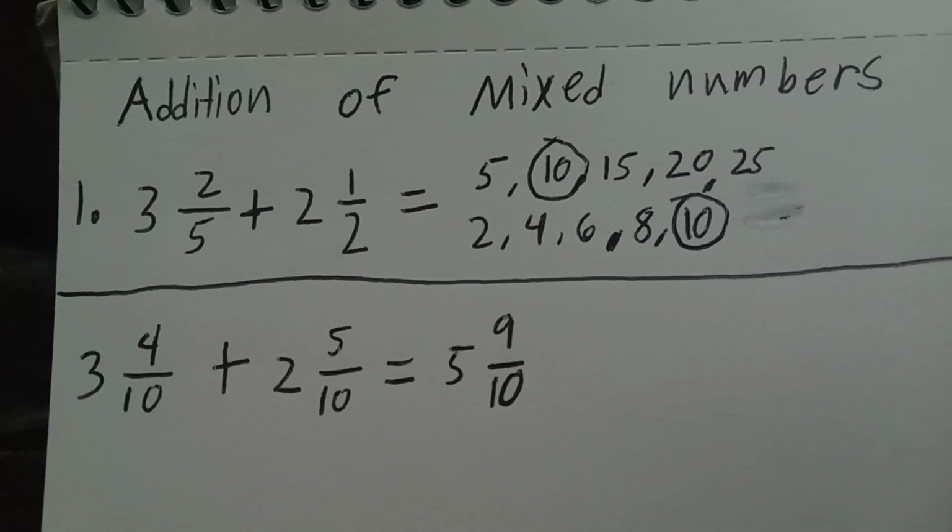So I'm going to list 5 multiples of each denominator. So we have 5, 10, 15, 20, and 25. And for the denominator 2, we have 2, 4, 6, 8, and 10. So as you can see, number 10 is circled because that's their least common multiple. So we have to rewrite it as the new denominator.